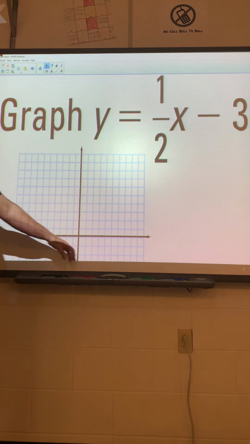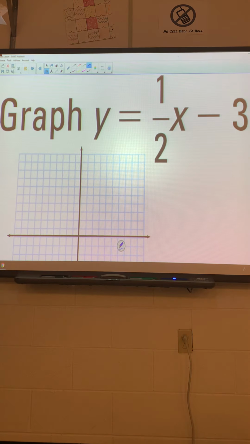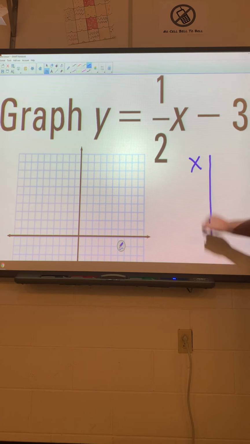Some graphing now. We worked the last one on your sheet yesterday. I like to make my table up and down. If you like to make yours sideways, that works too.